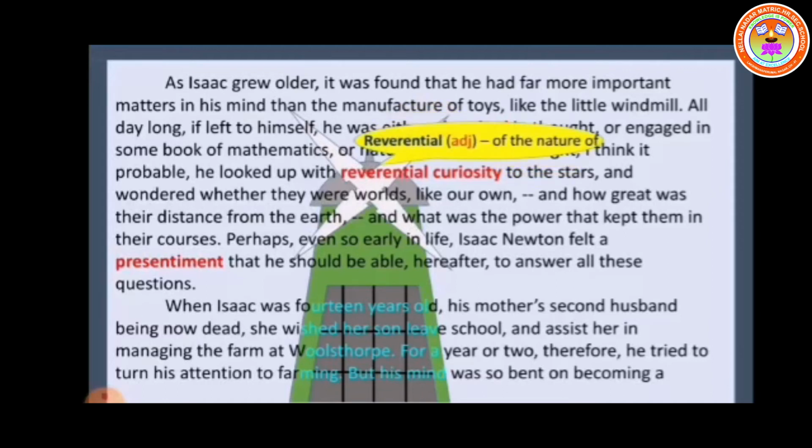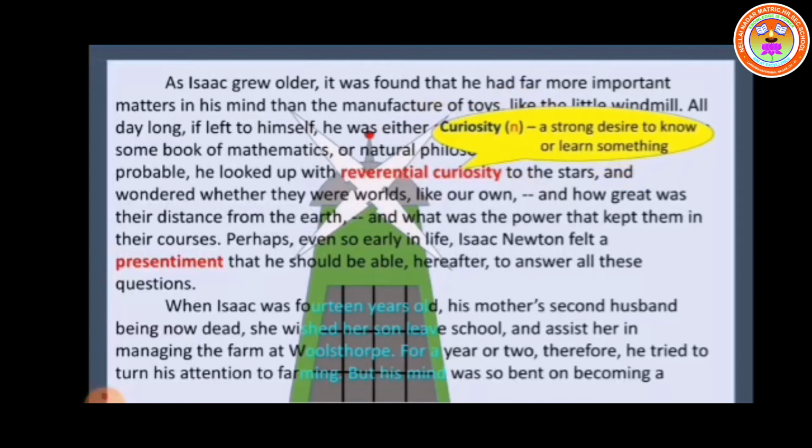At night, he probably looked up with reverential curiosity to the stars. He's saying that he had that curiosity, reverential curiosity, that respect, a strong desire to know or learn something.